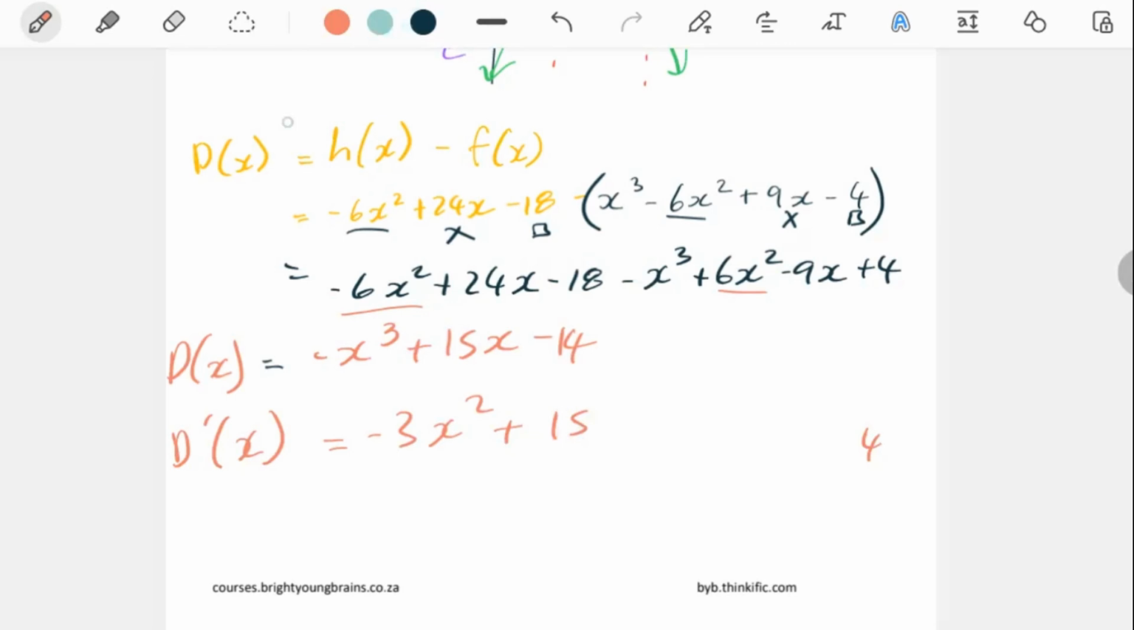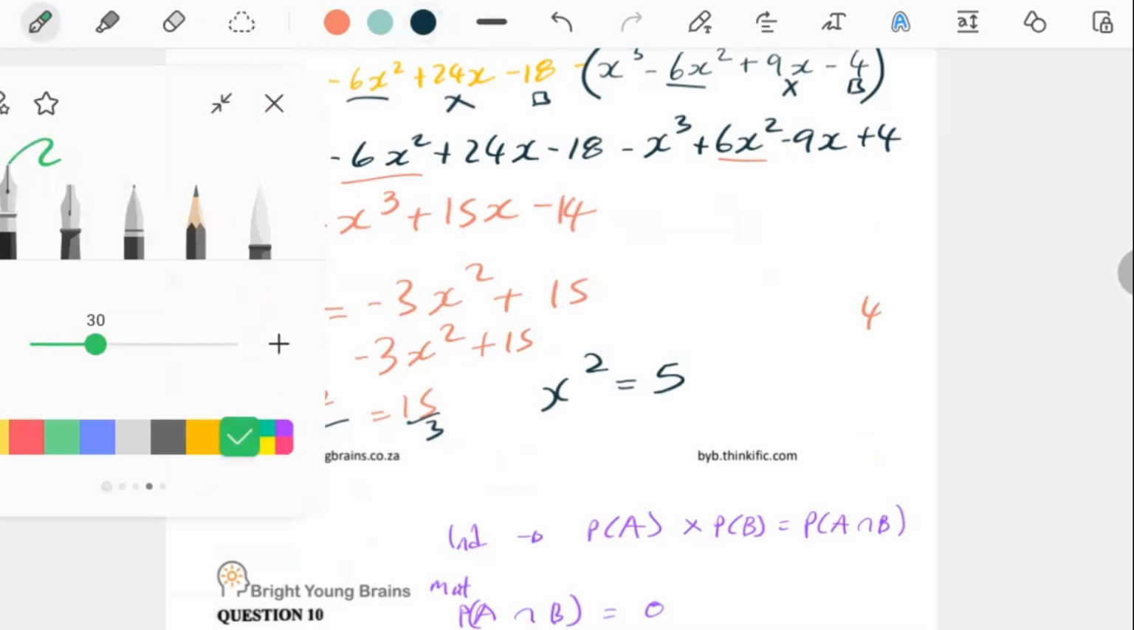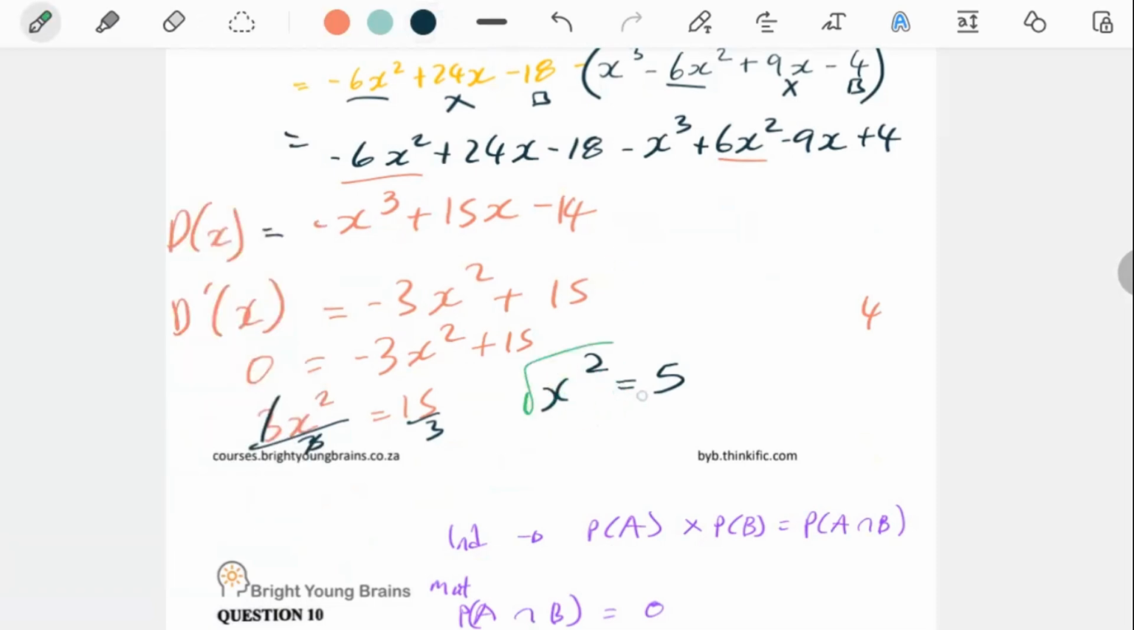So solving for x here, we're going to say 0 is equal to -3x squared plus 15. We need to be careful here with what we do, you see. So we're going to take this to the other side. Yes, divide both sides by 3. This is going to give us x squared is equal to 5. This is where you need to be careful. If you're going to square root both of these sides, your answer, you need to put x is equal to plus or minus the square root of 5, you see.